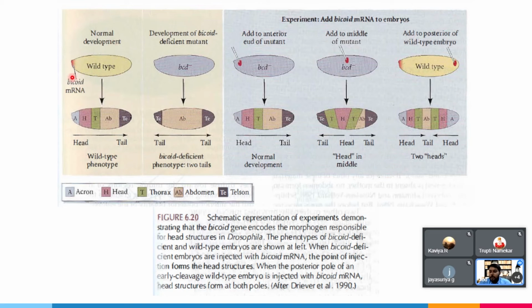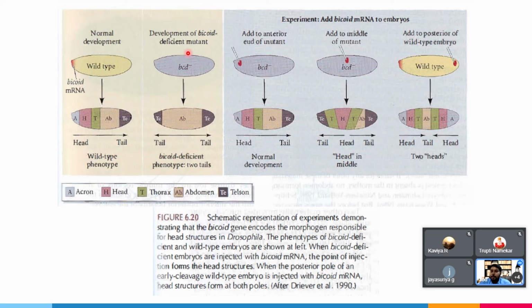In normal development, bicoid is expressed in the anterior-most portion of the wild type embryo. This we have seen multiple times. Since bicoid is here, it gives rise to anterior structures in a graded manner. Since the maximum concentration is at the top, anterior-most, it gives rise to acron, followed by a little lower concentration giving rise to the head structures, and a bit lower gives rise to thoracic structures. And after that we have the abdomen and telson as normal. So this is the wild type phenotype.